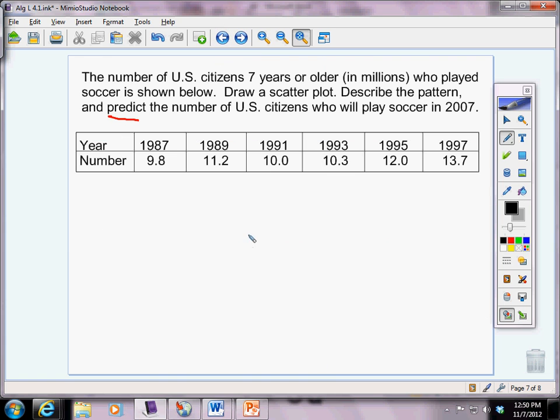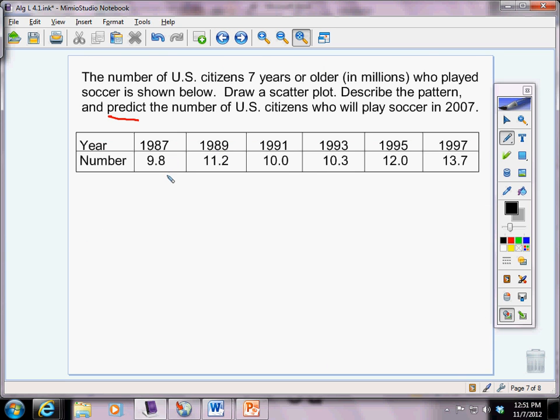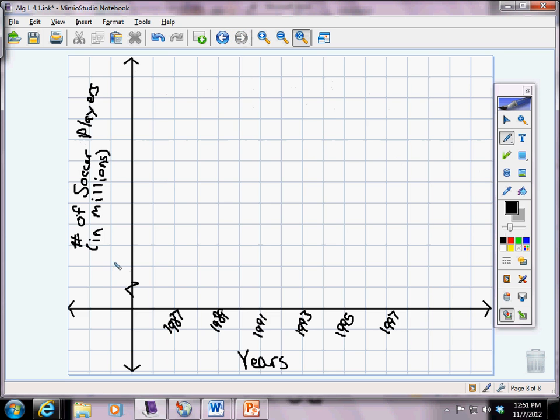And if we look at our scale here, it seems like we're going from 9.8 million to 13.7 million. So again, we can use a bar break and maybe go by 500,000. What I mean by that is maybe start at 9.5 million, 10 million, 11 million, 12 million, 13 million, 14 million. So each one of my lines represents 500,000. 9.5 million, 10, 10.5, 11 million. Okay, so now we can plot our information once we have it set up.